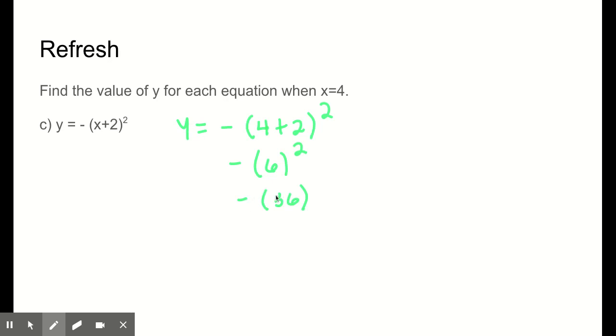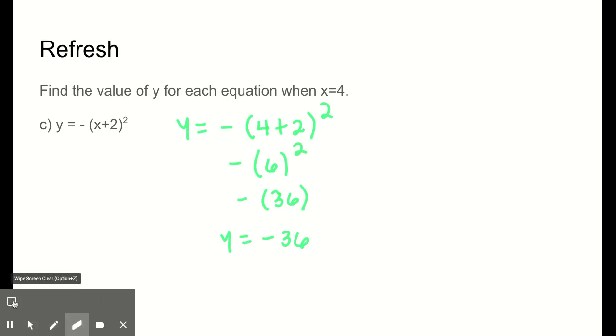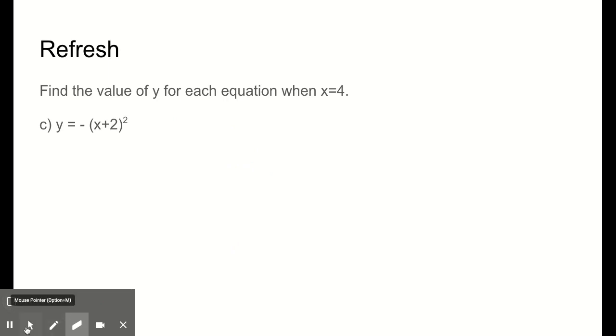And then we have multiplication. So we're multiplying this invisible 1, negative 1, to the 36. And we get y equals negative 36. Couple more.